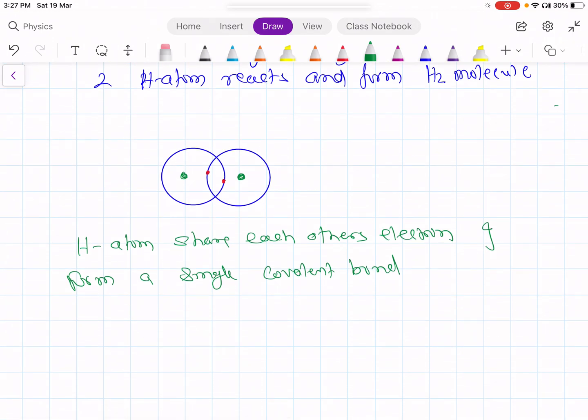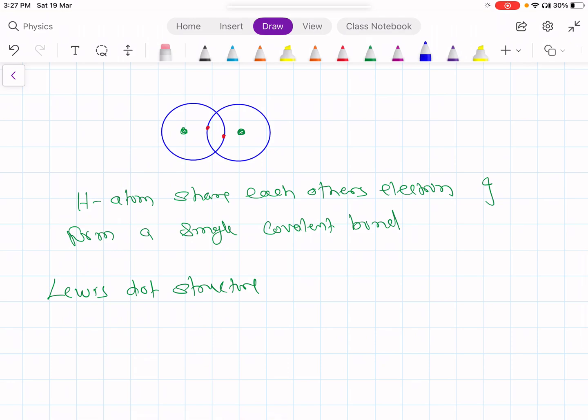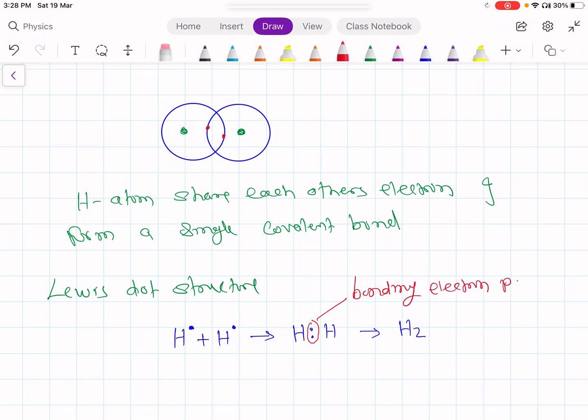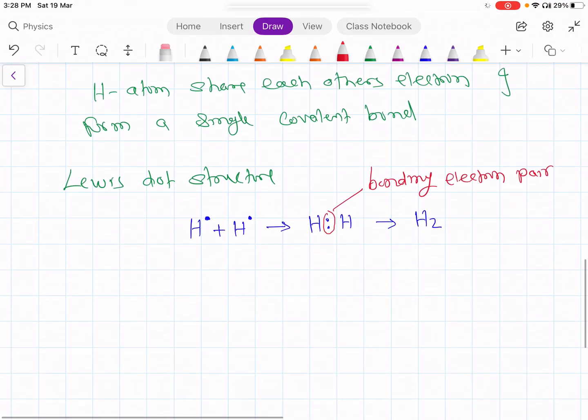If you want to show this bonding using the Lewis dot structure, here is the hydrogen atom with one electron, plus another hydrogen atom with a single electron, which gives us the hydrogen molecule, that is H2. This pair over here is the electron pair shared by both the atoms. This electron pair is shared equally by both the atoms. And the pair which is forming the bond is called the bonding electron pair. So that is the example of hydrogen.